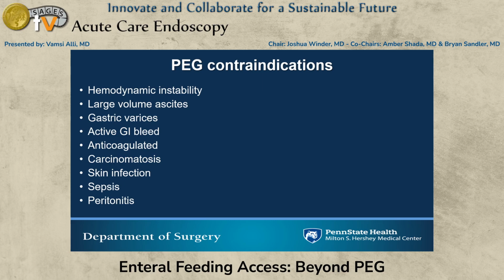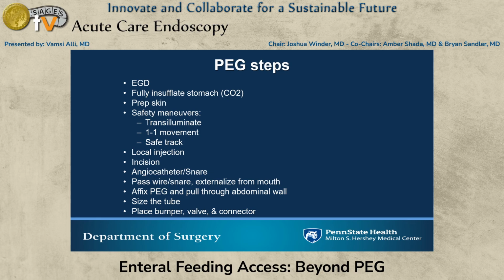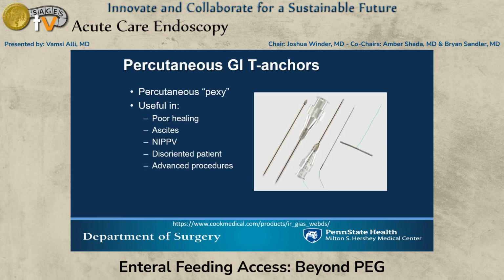Contraindications, times you may not want to do this, is if patients are unstable, they have large volume ascites, varices of the stomach, active bleeding, anticoagulation. It's a high-risk procedure from a hemorrhage standpoint. Patients with carcinomatosis, active skin and soft tissue infections, and patients with evidence of peritonitis or ongoing sepsis. So I'm going to just quickly go past the steps. We'll review this in the process of the videos that follow.